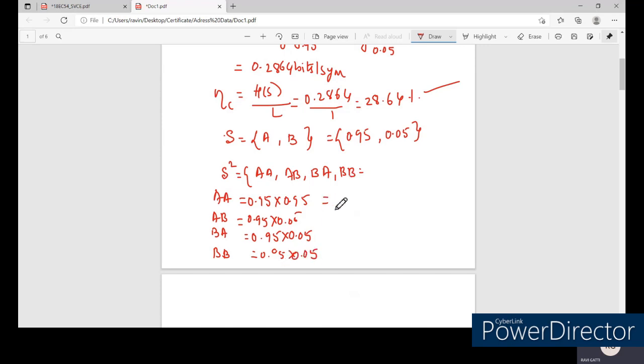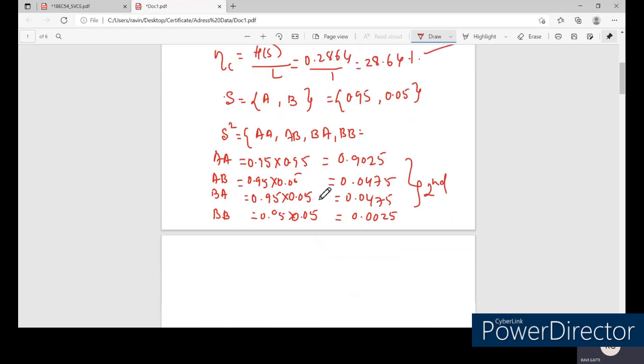If you substitute that, the first will be 0.9025, the second one you'll get 0.0475, similarly this will be 0.0475, and the last one will be 0.0025. So these are the four symbols you'll get for the second extension source.